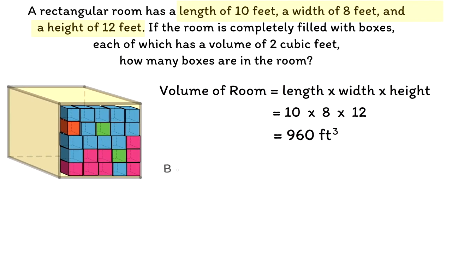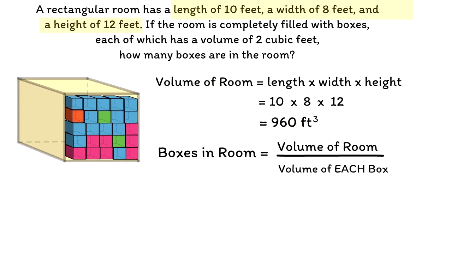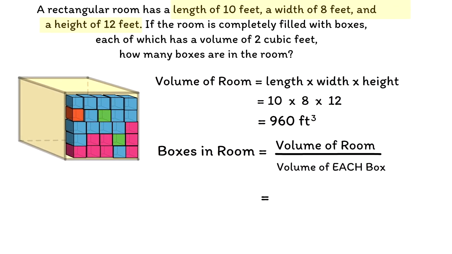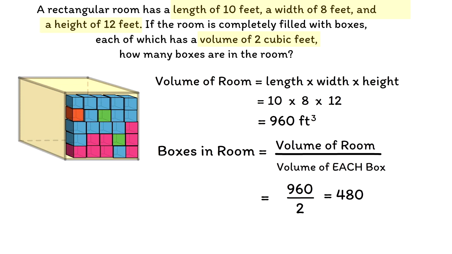Now let's find the number of boxes in the room. We just divide that volume of the room by the volume of each box. We found the volume of the room as 960. The volume of each box is given as 2 cubic feet. Therefore, the total number of boxes in the room is 960 cubic feet over 2 cubic feet. 960 divided by 2 is 480. So there are 480 boxes in the room.